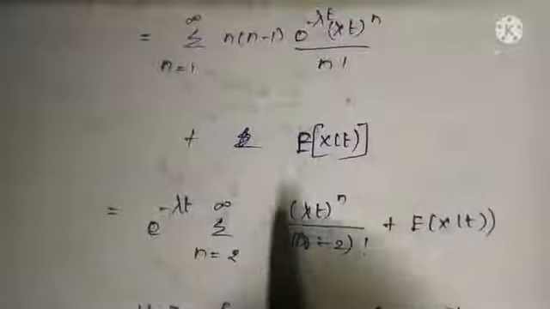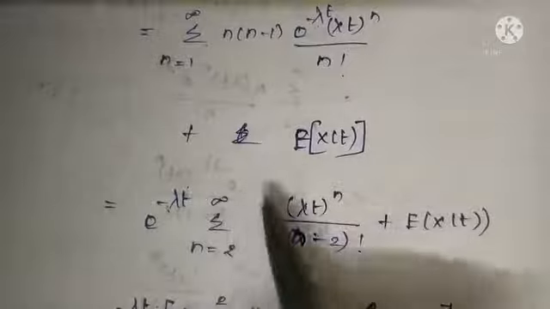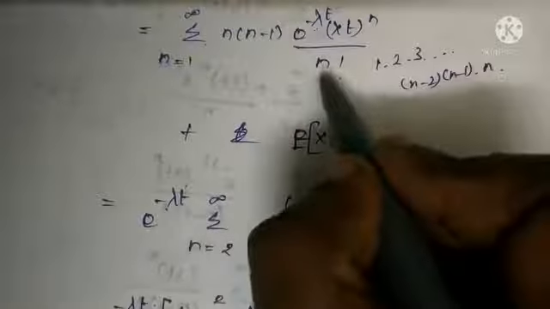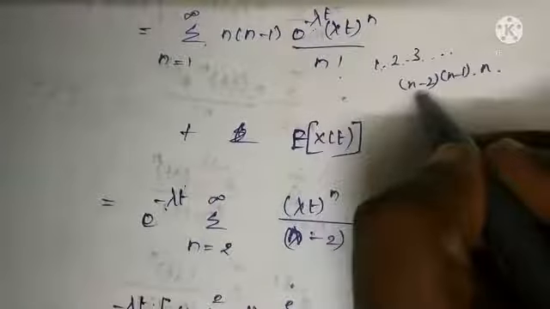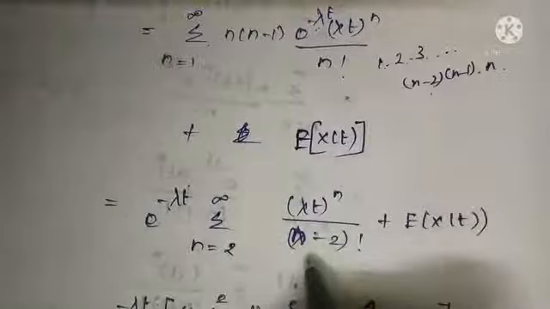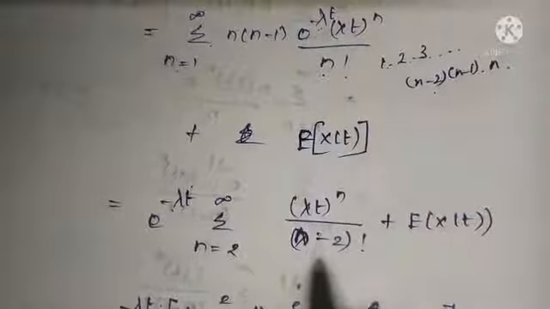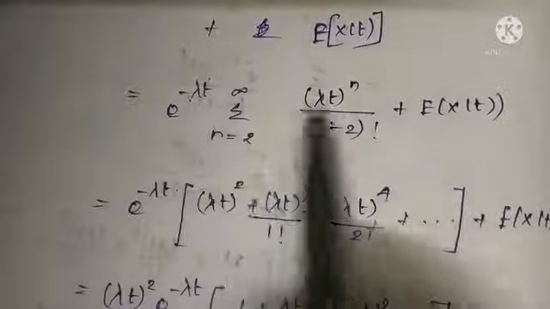And now the next term. Since the summation is only for n, I took this outside. It is summation, and n minus 1 gets cancelled. When you see n factorial, 1 into 2 into 3 into n minus 2 into n minus 1 into n, this n and n minus 1 get cancelled from n factorial. So the rest of the term becomes 1 into 2 into 3 into etc. up to n minus 2, which is n minus 2 factorial. When these two get cancelled with the denominator, it becomes n minus 2 factorial, plus E of x of t.